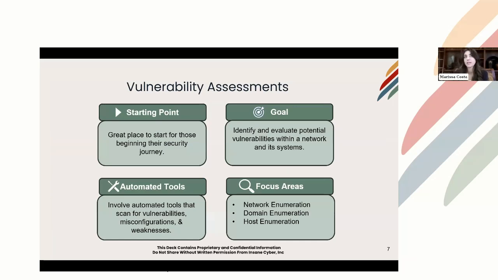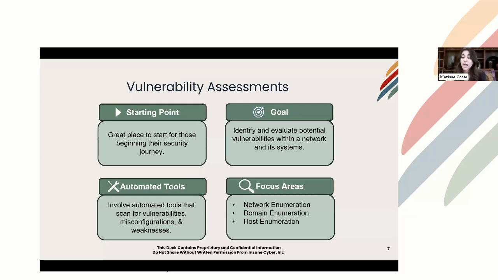So now I'll start breaking down the differences between vulnerability assessments and pen tests. If an organization hasn't ever done any type of active offensive assessment before, vulnerability assessments are really a great place to start. The purpose is to identify and evaluate the vulnerabilities that are in a network and its systems, and they usually involve automated tools that are going to scan for vulnerabilities and weaknesses.